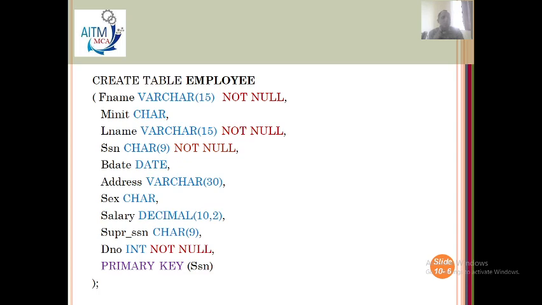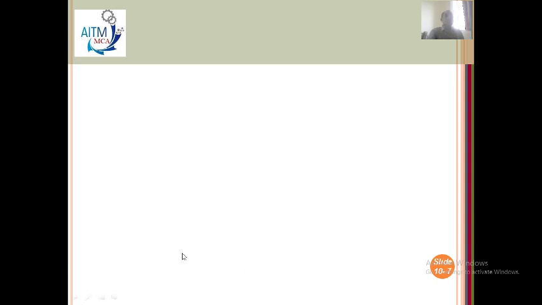Still we have not made it a foreign key. Why? Because we have not yet created the department table. So today we are going to create that department table. Today I am using the pen. Now let me create the department table. We are creating the department table.